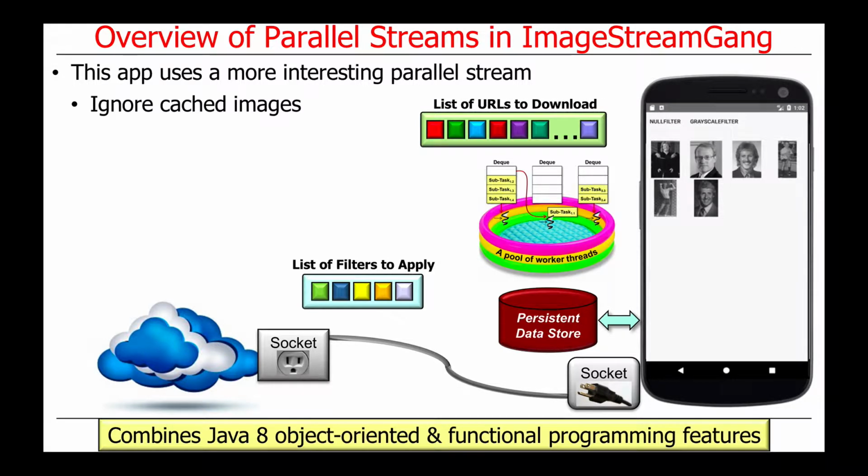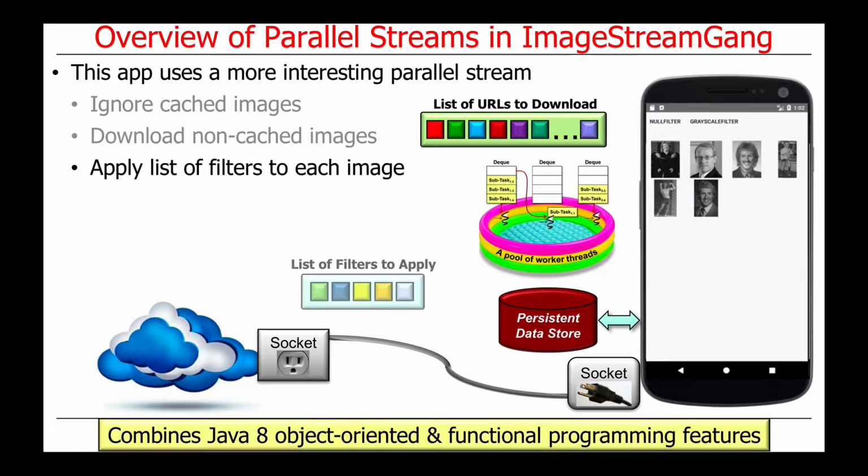Here's what the app does. It starts with a list of URLs to images that the user desires to download. Those can be provided in various ways: through a command line interface, through a file, hard-coded as some kind of test array, or given by the user using the Android GUI. The first thing that the app does is ignore any cached images. So if images have already been downloaded earlier, they'll be ignored. The next thing that we do is go ahead and download the non-cached images. So if images have not been cached before, those images will be downloaded. And naturally, all of these images will be downloaded in parallel.